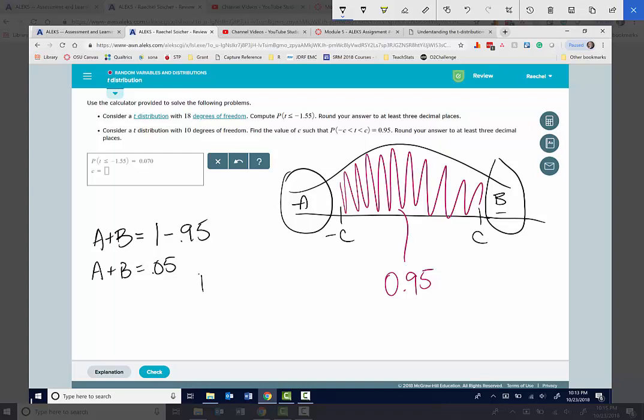And so we're looking for P where T is greater than or equal to C. And this is equal to the area that we have left. And then you have to divide it by 2 because it's to the left and to the right. Okay, so this is the probability of t greater than or equal to c being equal to 0.025.